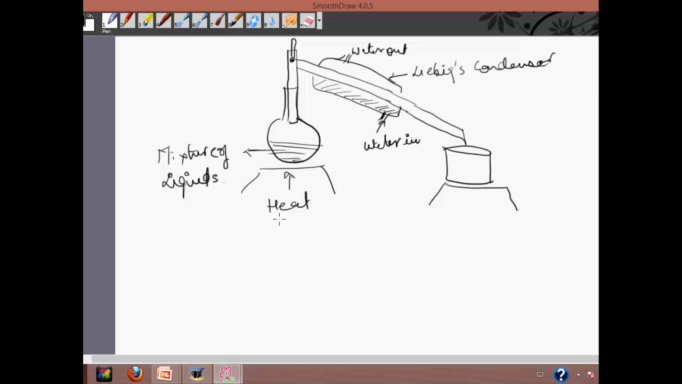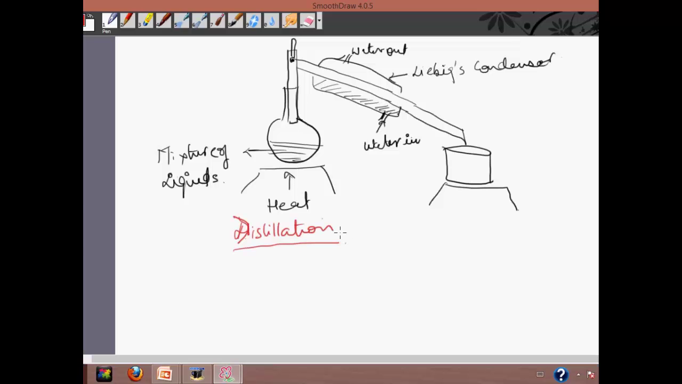So this is a kind of experiment, or a kind of apparatus we use to separate the mixture of two liquids, that is, miscible liquids. If the liquids in a mixture are miscible and have different boiling points, we can separate them by this method. We call it distillation, right?